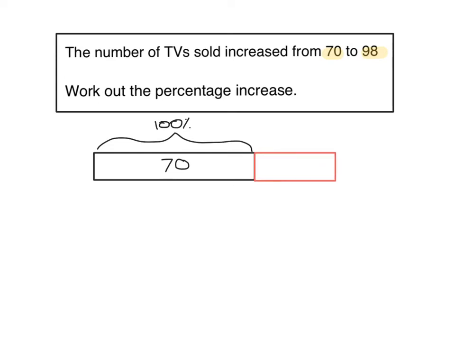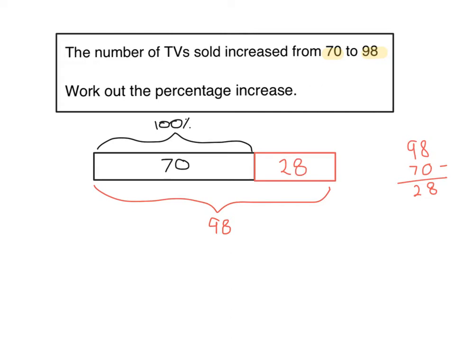So it's gone up by a certain amount, and the answer is 98. So the first thing I'm going to think is, well, what's missing here? So we've got 98, take away 70. If I need to, I can do a little column method. 8 take away 0 is 8, 9 take away 7 is 2. So we've got that it's increased by 28.